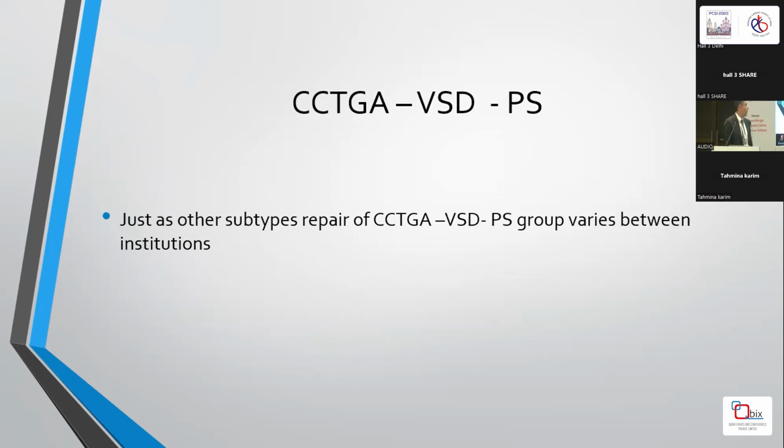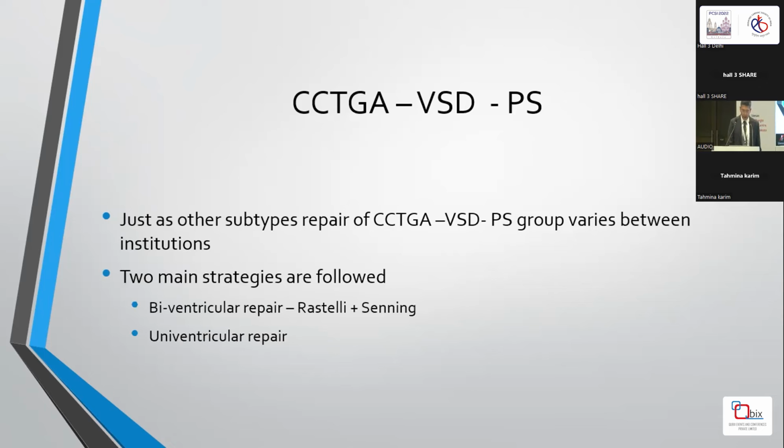So coming on to the next group, CTGA, VSD, PS. Again, the treatment varies between various units. Some units want to do only double switch, some units want to do Fontan, and some probably want to rationalize. Anyway, the two main strategies are double switch or the biventricular repair, which is called the Rastelli-Senning, and the univentricular repair, which is Fontan.